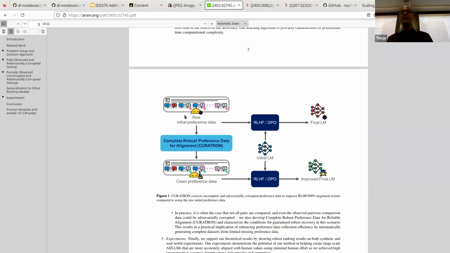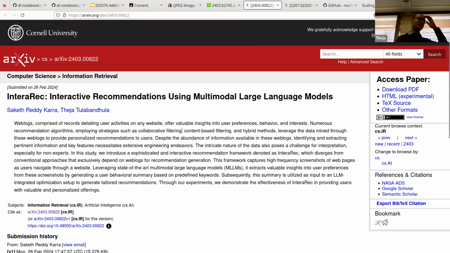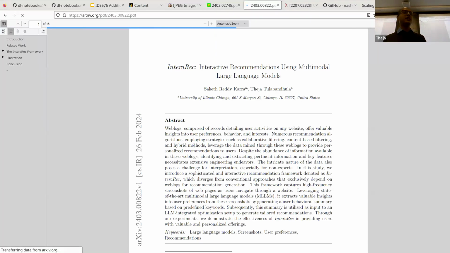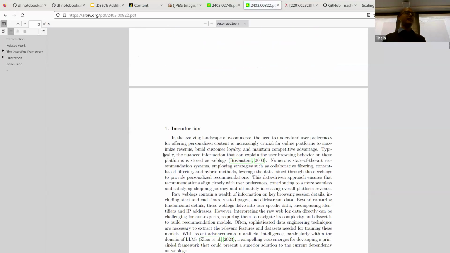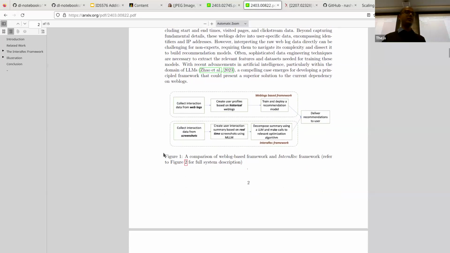So this is about this. And the second example of a project, this is another nice application by another student in the department. It's about recommendations. I don't know how many of you are into marketing, but the idea is pretty straightforward.